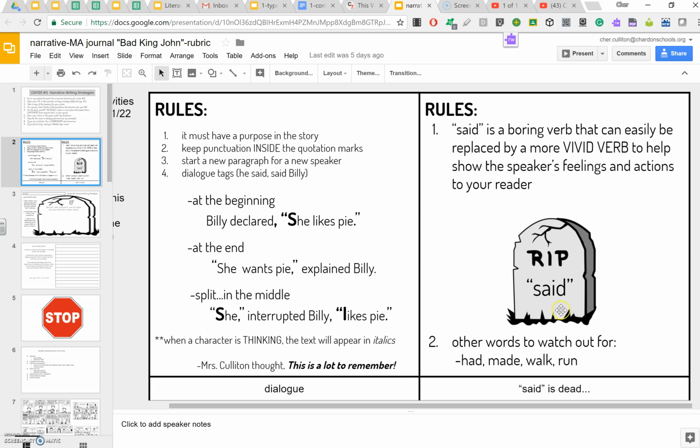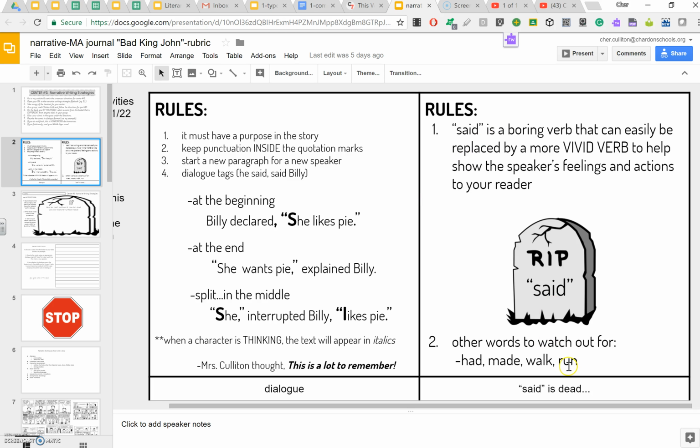Let's start with said is dead. Said is a really boring verb that we could easily replace with a more vivid verb. And by doing this, you can show sometimes the speaker's feelings and actions with just one simple switch of a word. So one of the activities that you're going to do at this center is look at different ways that you can say said. And we're going to let it rest in peace and not use it anymore.